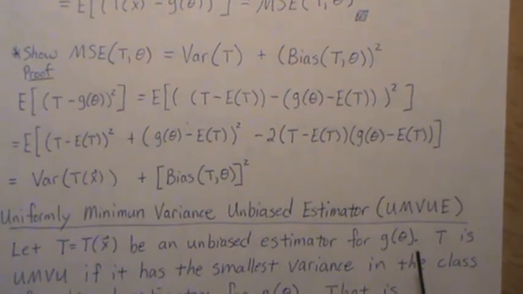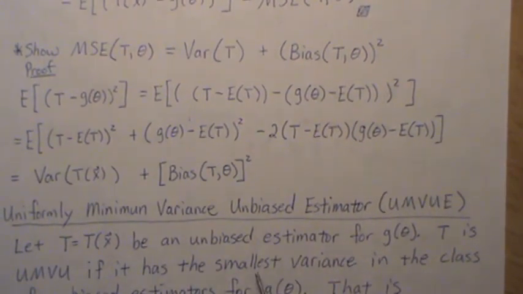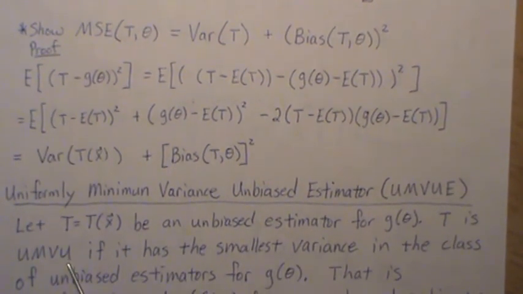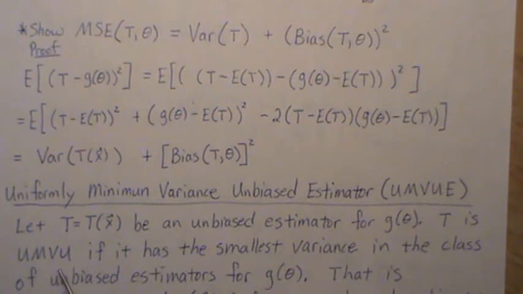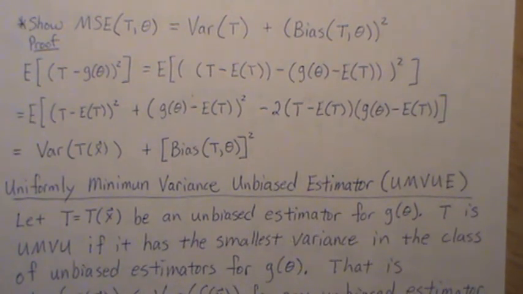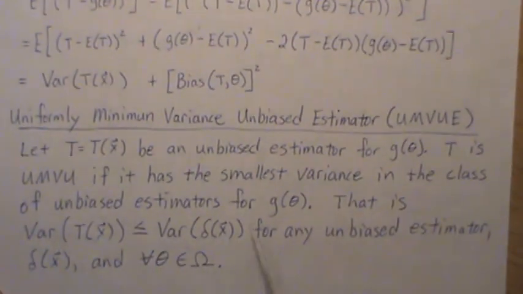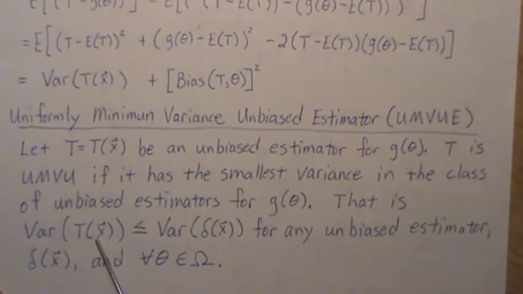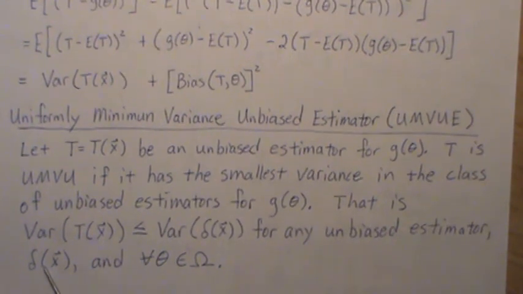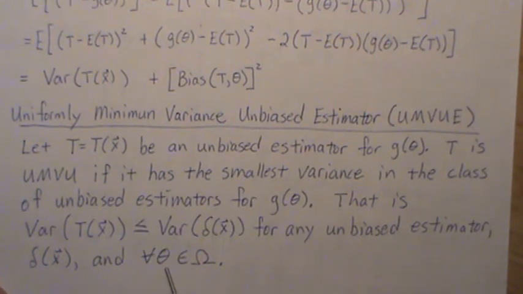Now, let T be an unbiased estimator for g of theta. So T is a UMVUE, uniformly minimum variance unbiased, if it has the smallest variance in the class of unbiased estimators for g of theta. That is, the variance associated with our statistic is less than or equal to the variance of any other unbiased statistic that we choose, for any other unbiased delta, and this is for all theta in the parameter space. Then our statistic T of theta is called a UMVUE.